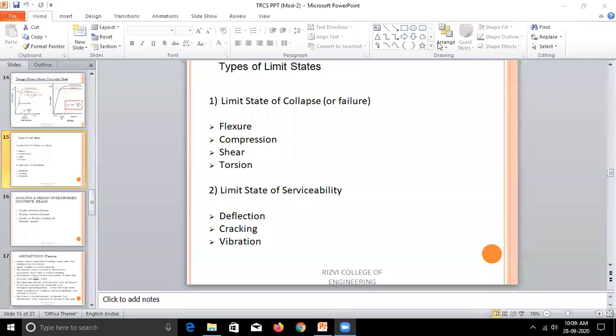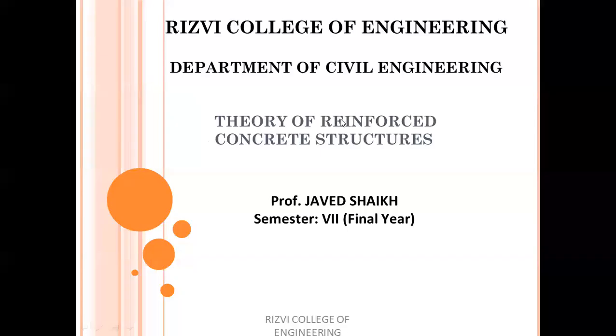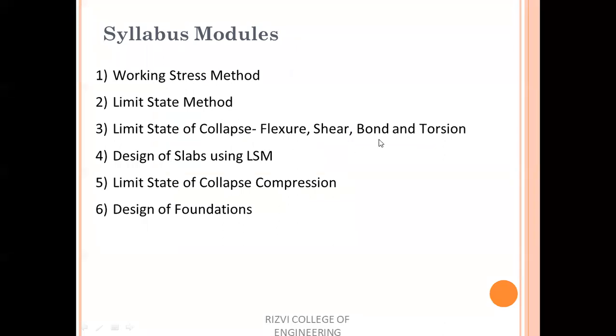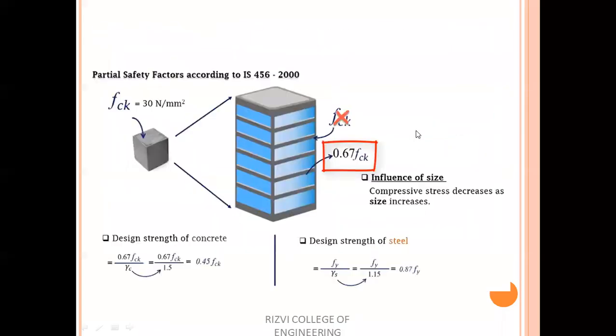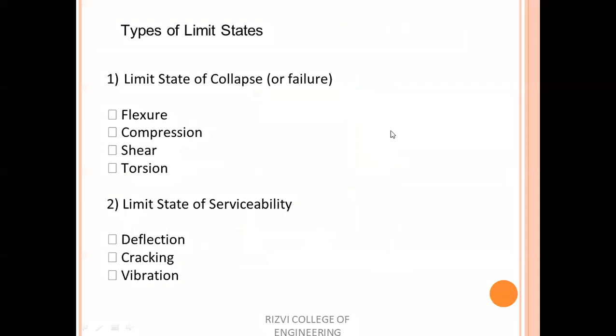Yes. So now what we were discussing, I think we had already discussed the curves for concrete and steel, right? So now we will just discuss the types of limit states. When a structure is failing, either it can fail by collapse or it can become unserviceable. So these are the two things which we have.